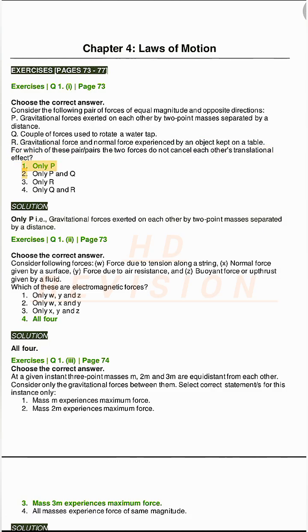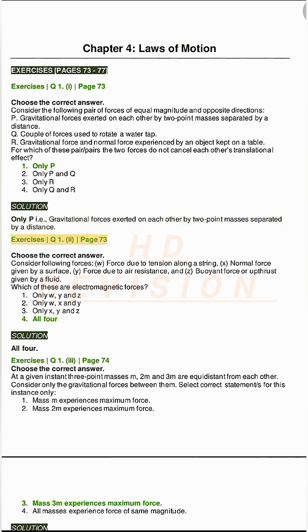1. Only P. 2. Only P and Q. 3. Only R. 4. Only Q and R. Solution: Only P, i.e., gravitational forces exerted on each other by two point masses separated by a distance.